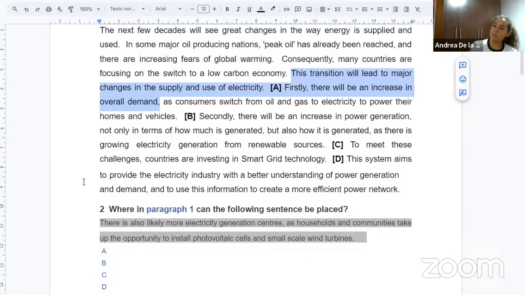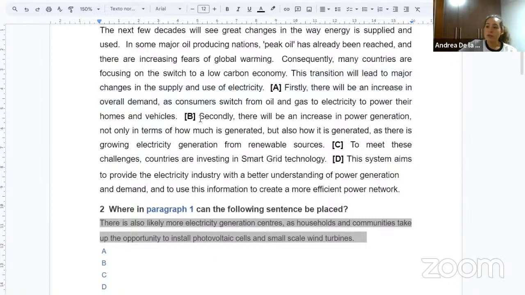Because here they are talking about theirs, they say, right? This transition will lead to major changes. And then they start describing the changes. They start describing what changes those would be. And it starts enlisting. First, the first change will be that there will be an increase in overall demand. So it wouldn't be nice to break those sentences.